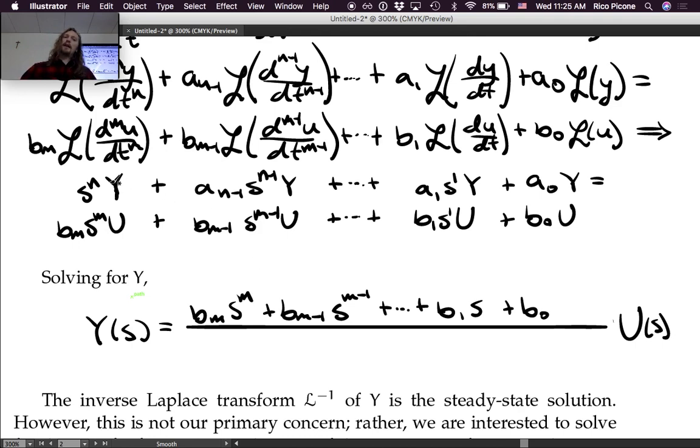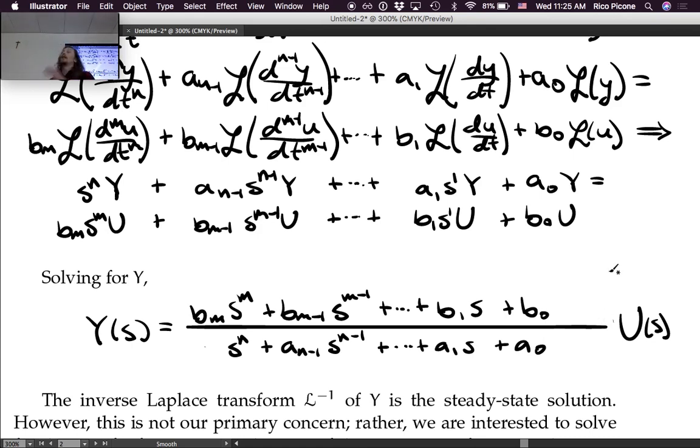And then on the left-hand side we factor out y, so the first coefficient is just 1 s to the n. I'll move it over a little because we want to align it. S to the n. The second term is a_(n-1) s to the n minus 1 plus a_1 s to the 1, or just s, plus a_0.